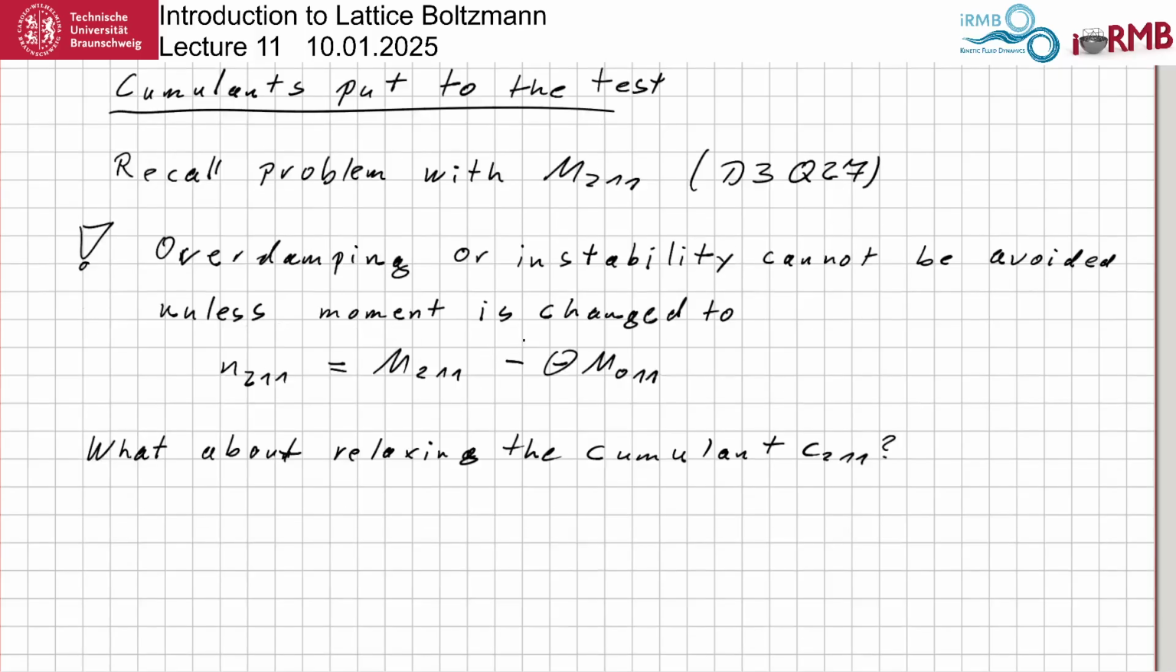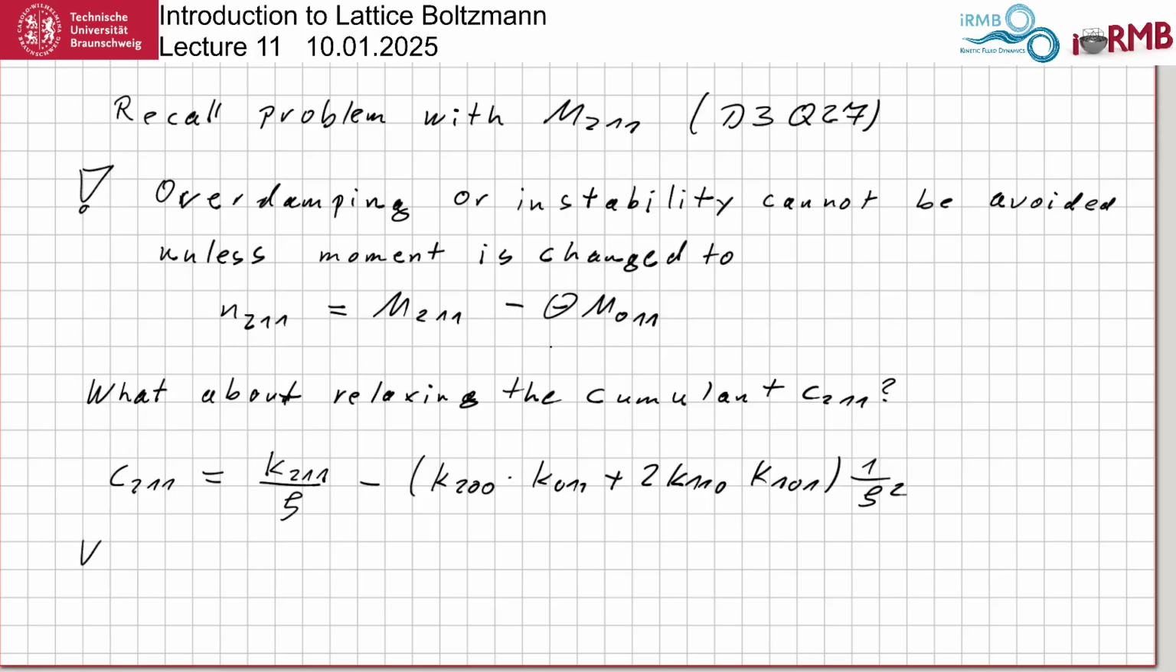Let's see. C211, if we write it down, is K211 divided by rho minus K200 times K011 plus 2K110 times K101. This is how the cumulant is computed, and then we have to divide this by rho squared. The problem that we observed in the analysis was at second order. This is why we'll now write this down and simplify it to second order.